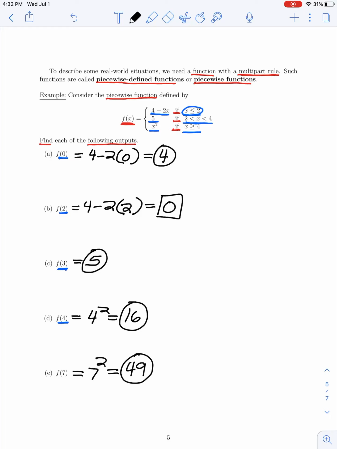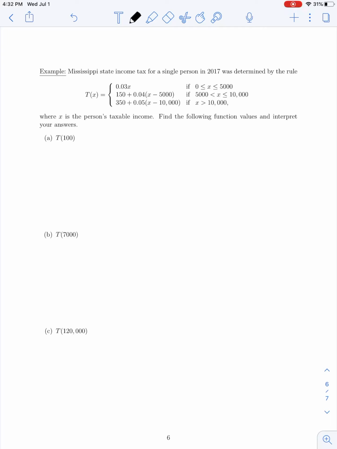All right. So in this next example, let's consider one practical application of a piecewise defined function. A typical example in, say, business or economics is the income tax rate, depending on an income bracket. As an example of this, Mississippi state income tax for a single person in 2017 was determined by the following rule or function.